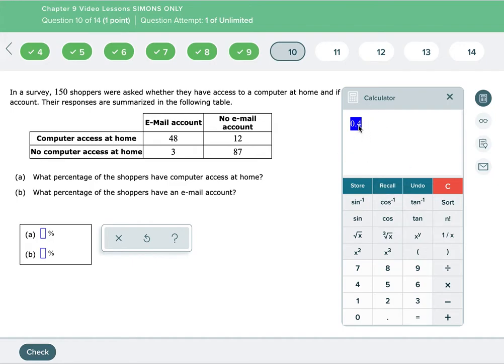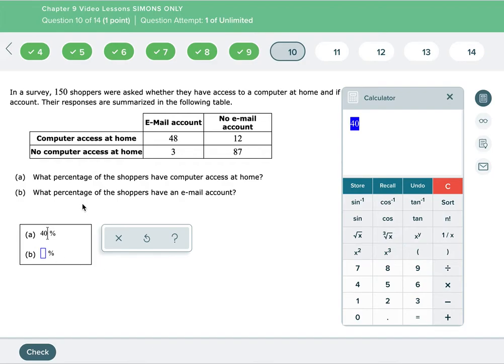Another way to do it is if you take this number and multiply it by 100, that is also how you can come up with your percent. So it's 40%. Both ways work. I like moving the decimal point way because it's just a lot faster.